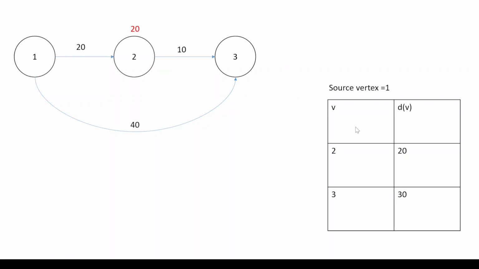Yeah, the shortest distance to 3 is 30, the shortest distance to 2 is 20. From where? From the source. So here I'm computing the shortest distance from the source to all the other vertices using Dijkstra's single source shortest path algorithm. Now you have another way of doing this.